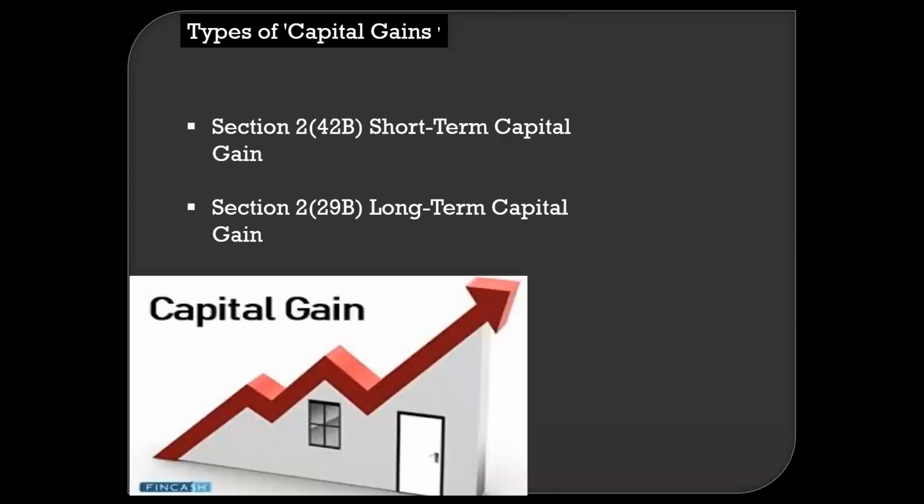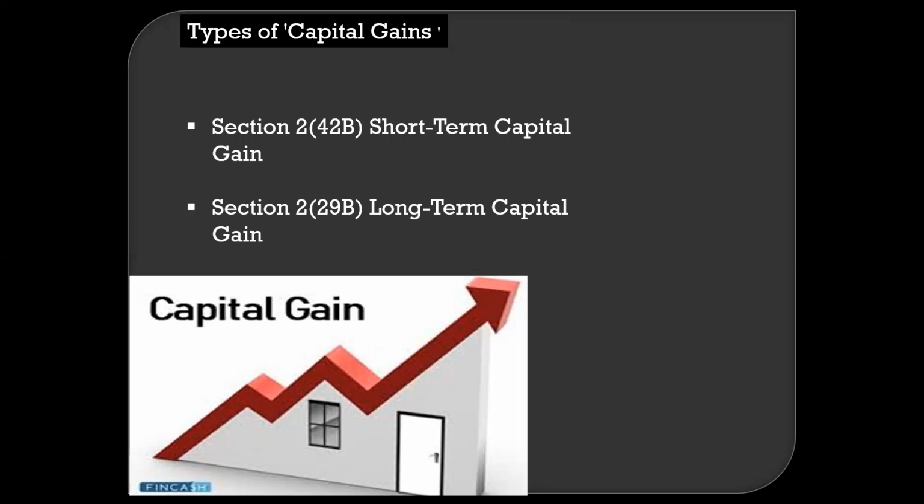Now, moving to the types of capital gains. Depending on the tenure of holding an asset, gains against an investment can broadly be divided into two types: short term capital gain and long term capital gain. So, the first one that we are going to talk about is short term capital gain. If an asset is sold within 36 months of acquisition, then the profit earned from it is known as short term capital gain. For example, if a property is sold within 27 months of purchase, it will come under short term capital gains.